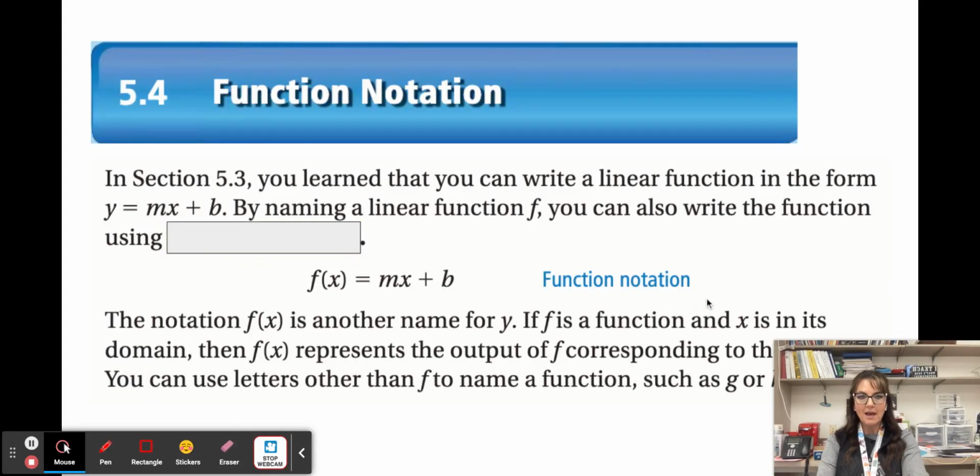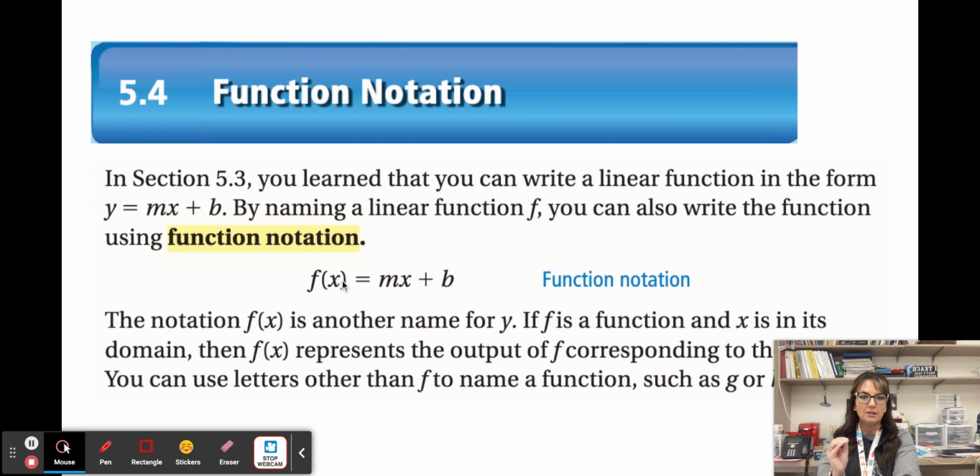Well, hello, welcome back. Today we are learning about function notation. In section 3, which was yesterday and what you practiced today in class, you learned that you can write a linear function in the form of slope-intercept form, y equals mx plus b, by naming a linear function f. You can also write the function using what we call function notation. Compare these two: y equals mx plus b, f of x equals mx plus b. One thing has changed, the way we've labeled the output. That's all that has changed.